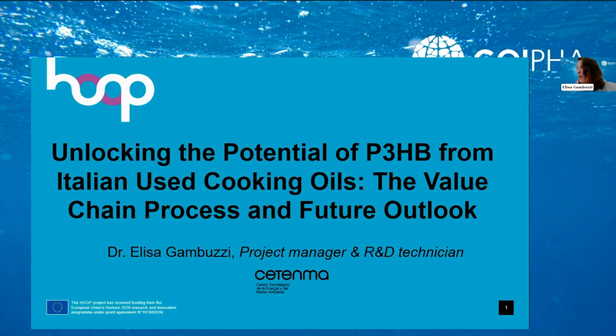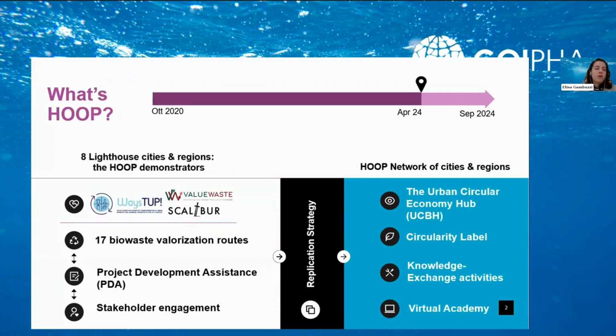So I'll try to be quick. Basically, what I want to present is a real case where we try to build from scratch a value chain to valorize used cooking oil into P3HB. This new value chain has been built in Lazio region, which is one of the pilot territories, you will hear me call it lighthouse, of the HOOP project. So first of all, very briefly, what is the HOOP project?